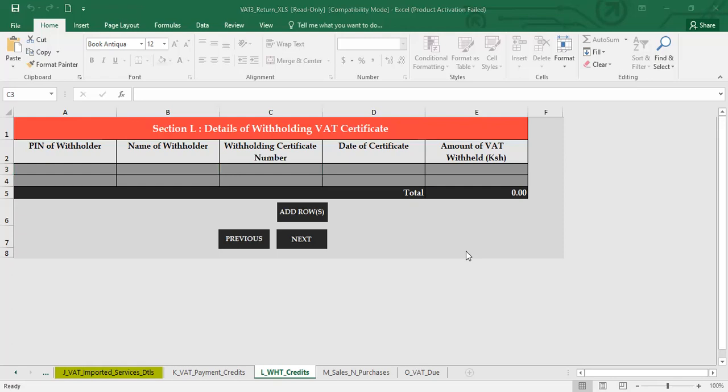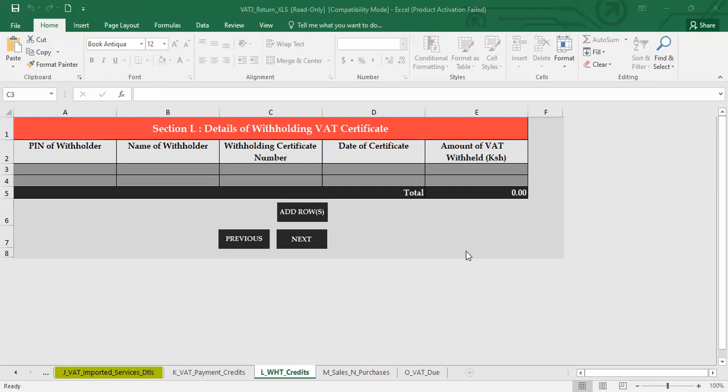So once you check and get those withholding certificates, remember now, when you pay, you are going to pay 14%, not 16%. They have already withheld 2%, right? The 2%, already you have paid the 2%, this is where you claim the 2%. So you will write the name of the withholder, the PIN of the withholder, the withholding certificate, date of the certificate, the amount withheld.